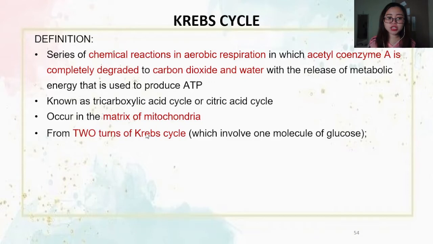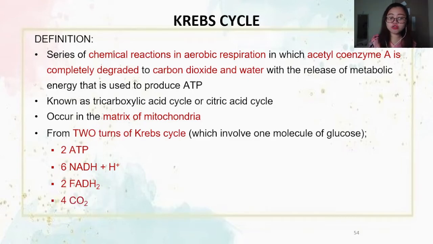From 2 turns of Krebs cycle, you're going to get 2 molecules of ATP, 6 molecules of NADH plus H+, and 2 molecules of FADH2. And not forgetting 4 molecules of carbon dioxide.